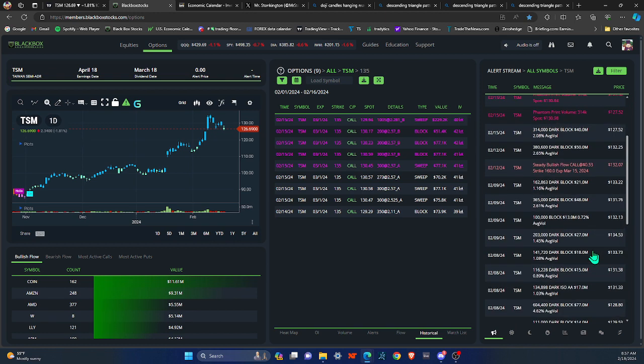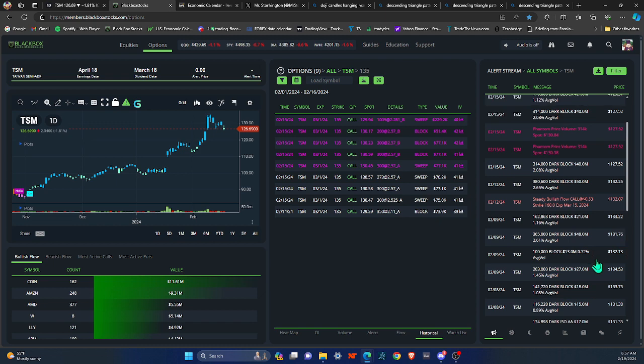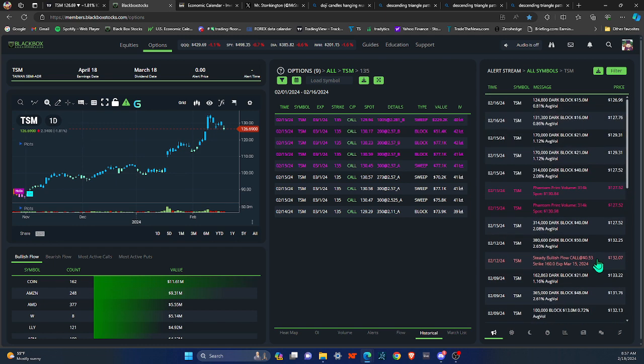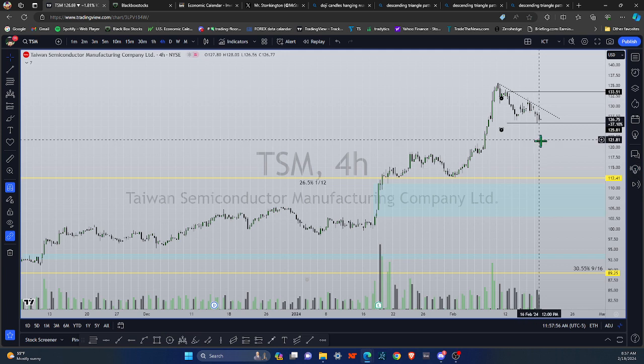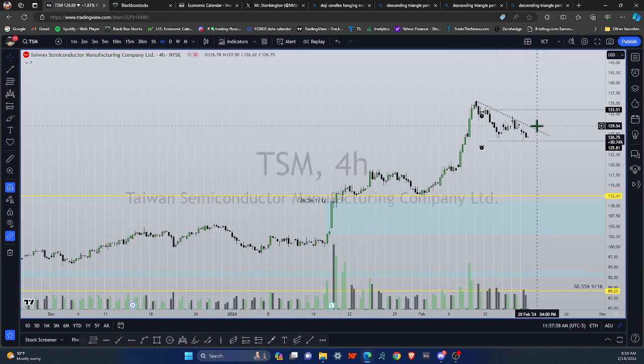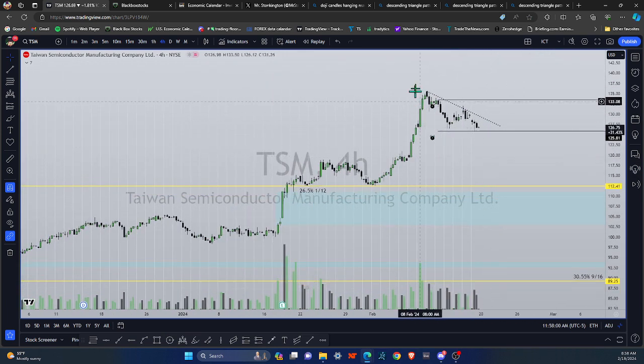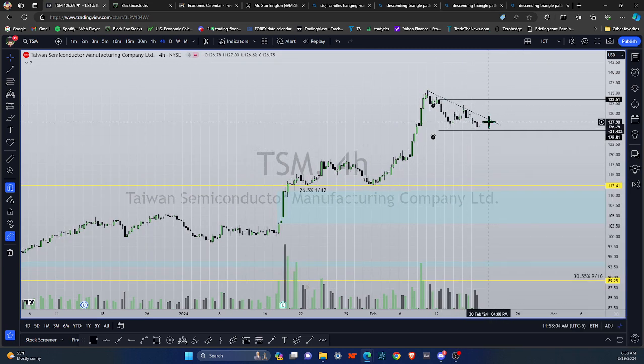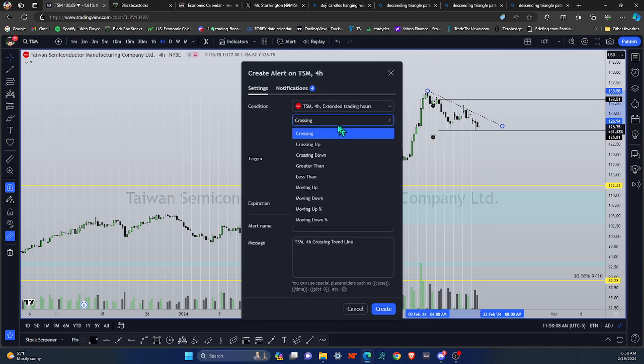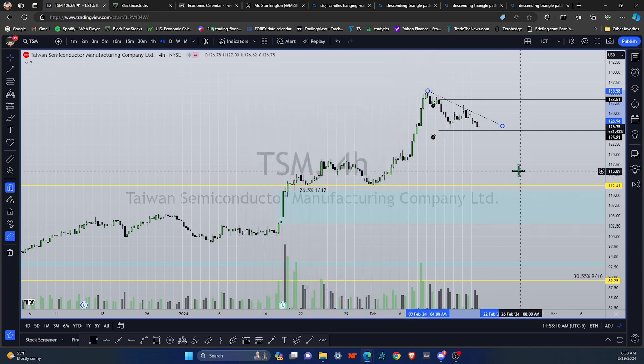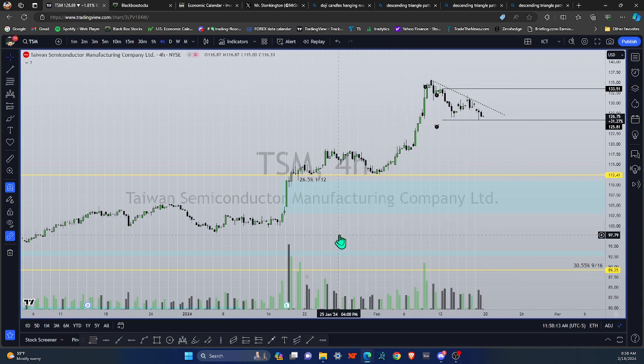Not a ton of dark pool here on TSM, but it hit the weekly inside bar scanner, with a fairly clear chart pattern, this descending triangle type setup. Next, I probably would have an alert set here on this trend line too. Let's see. And then we could get our fibs going.